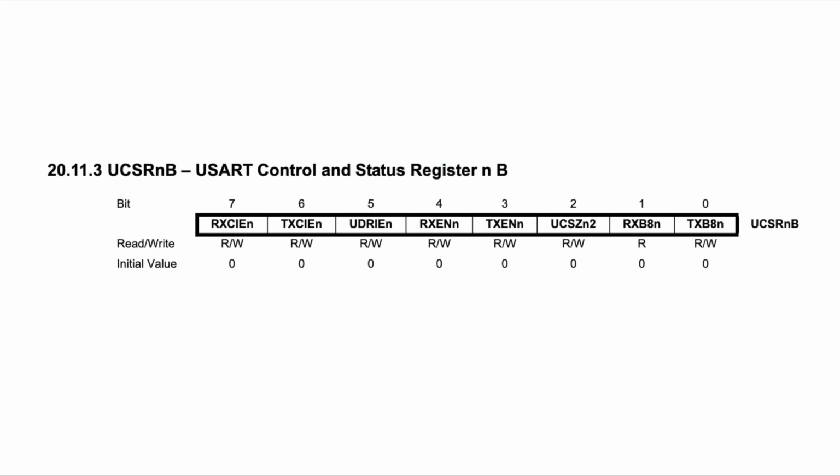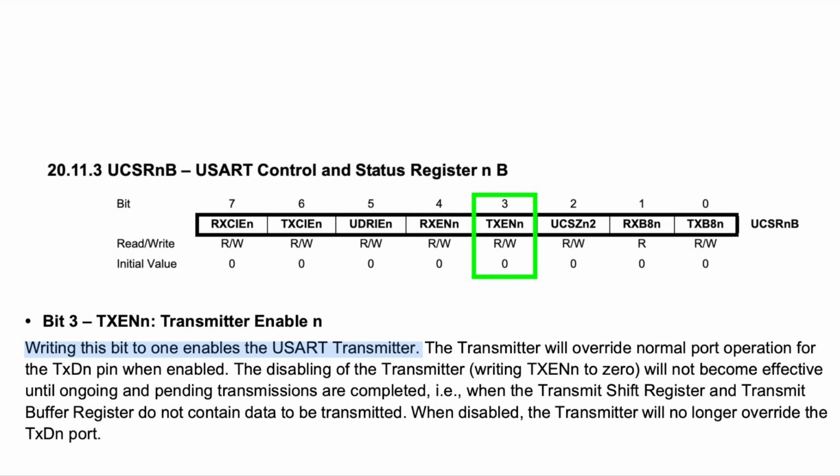Next, given the USART control and status register B table, we can determine we need to write a high to the TXEN0 bit, which will turn on serial transmission.